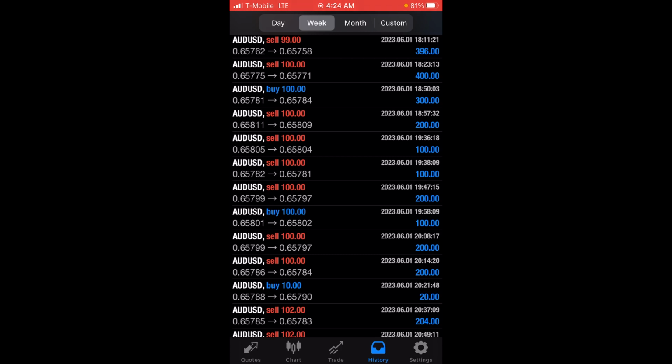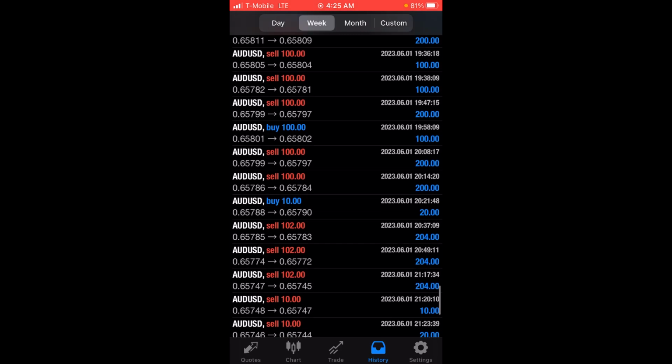I made 396. I did 100, and I made 400. I did 100, I made 300. Another 100 on the lot size, made 200. 100 on the lot size, made another 100. Made another 100. Then 100, made another 200. 100, made another 100. And 100 made 200. 100 made another 200.